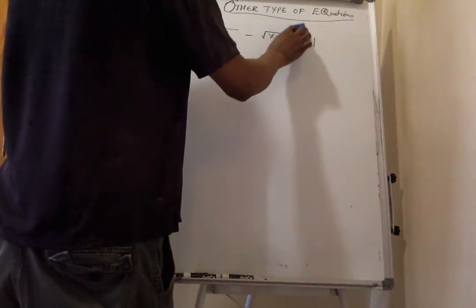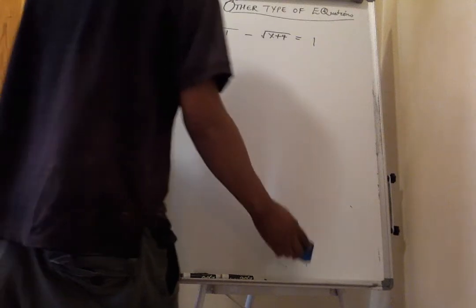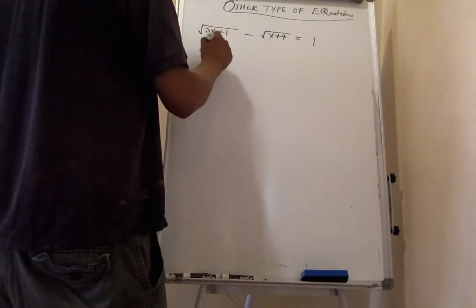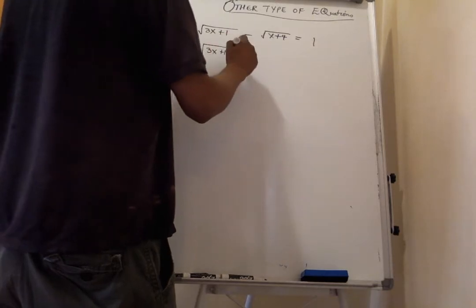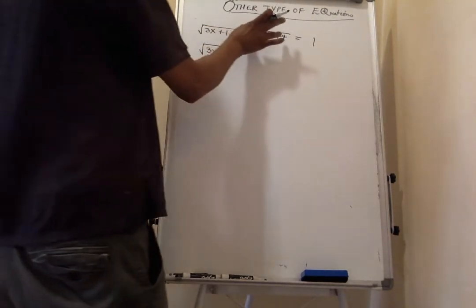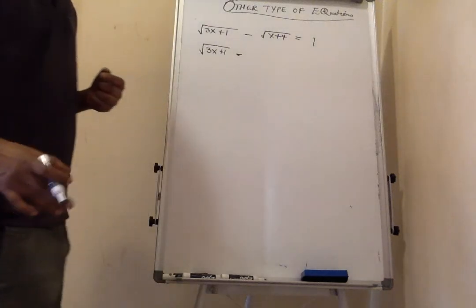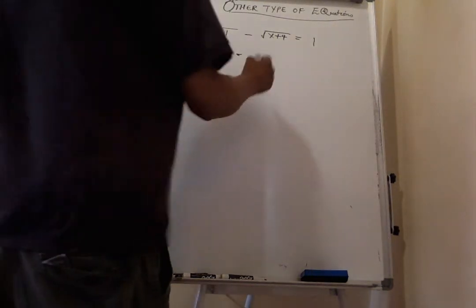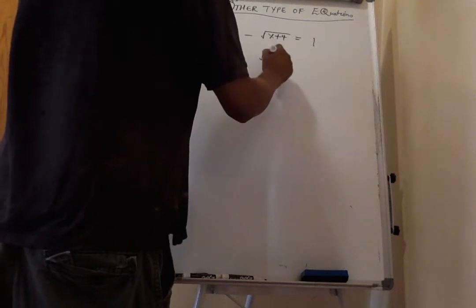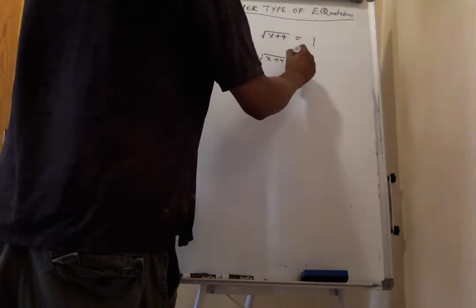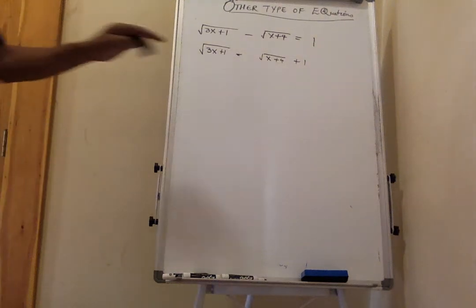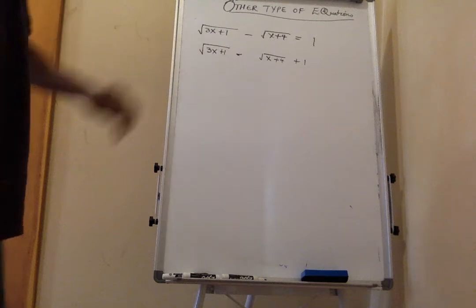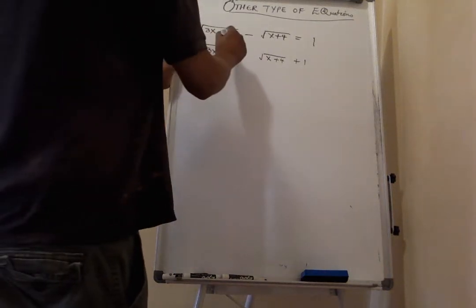So instead of doing that, I'm going to write the square root of 3x plus 1 is equal to, I'm going to move minus the square root of x plus 4 to the other side. It becomes the square root of x plus 4 plus 1. This is much easier to solve rather than in that format. Now let me do what? Let me square this.